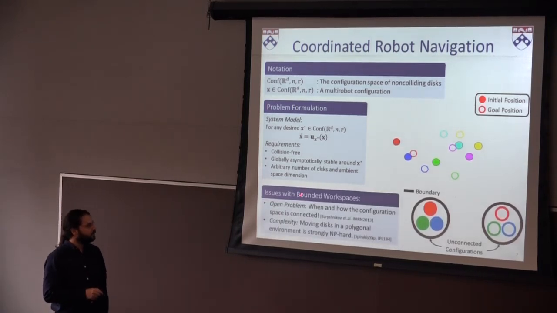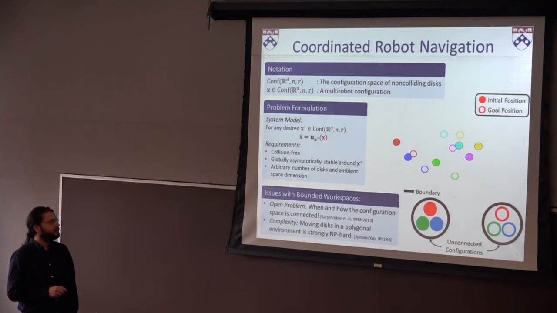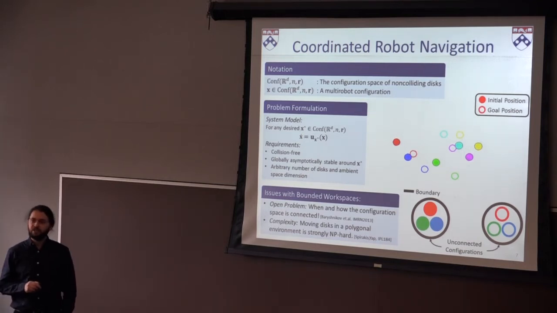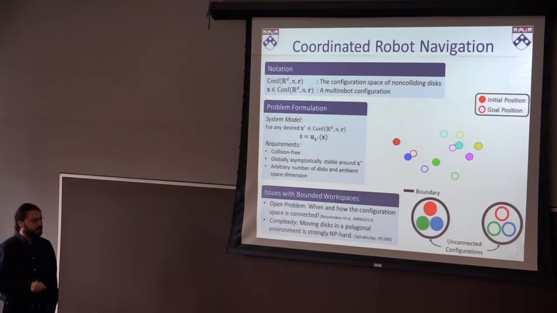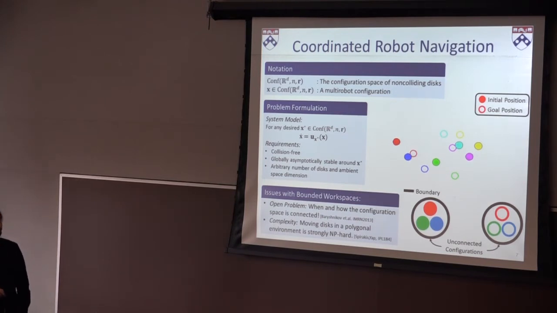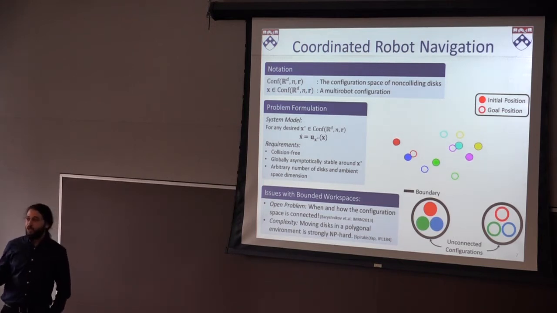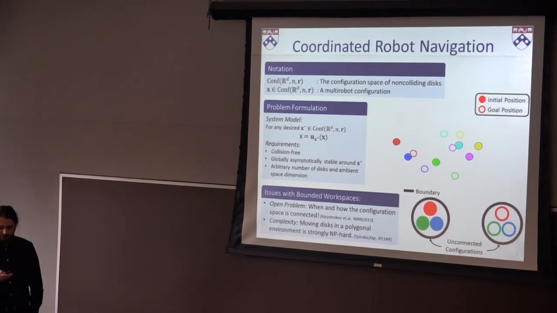And here I want to clarify one point. Why not bounded workspaces? Because this problem is already known to be really hard. If I claimed to solve this problem in a bounded space, I would be cheating, because we don't actually know when and how the configuration space is connected if you have a workspace boundary. Also, it is very well known that moving disks in polygonal regions is an NP-hard problem. Here is, for example, a configuration within a bounded space, and they are not connected. You cannot really navigate from this configuration to another one. So because of that, we currently assume an ambient space that we can enlarge as much as possible. But in the future, we would like to also consider what kind of bounded spaces, maybe populated with obstacles, can be handled using these ideas.